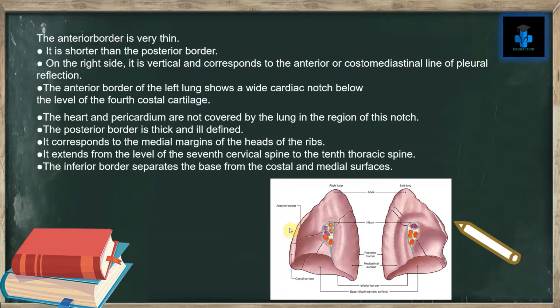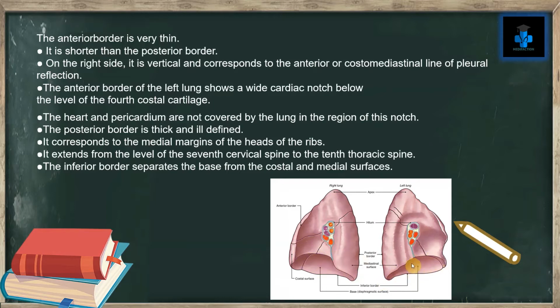The anterior border, as you can see here, is very thin. It is shorter than the posterior border. On the right side, it is vertical and corresponds to the anterior or costo-mediastinal line of pleural reflection. The anterior border of the left lung shows a wide cardiac notch below.